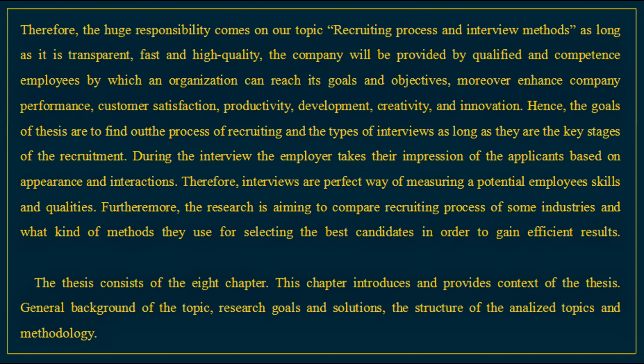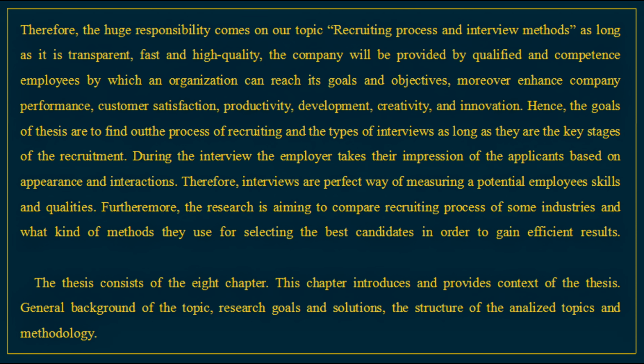As long as it is transparent, fast and high quality, the company will be provided with qualified and competent employees by which an organization can reach its goals and objectives. Moreover, it enhances company performance, customer satisfaction, productivity, development, creativity, and innovation. Hence, the goals of the thesis are to find out the process of recruiting and the types of interviews, as long as they are the key stages of the recruitment.